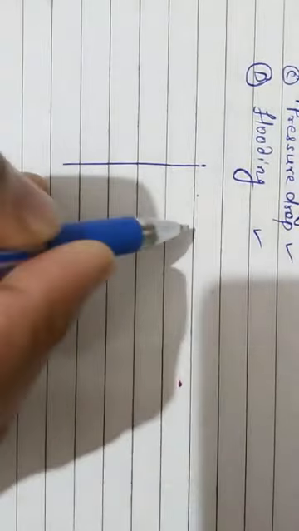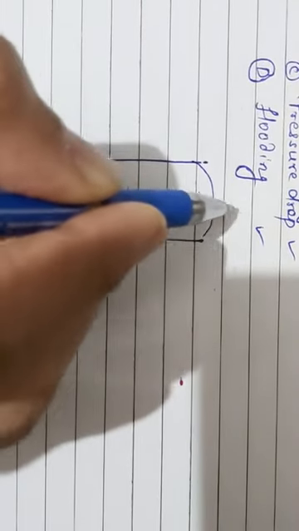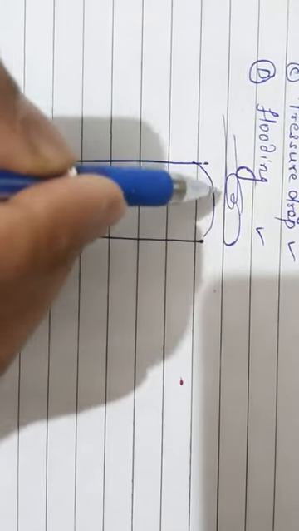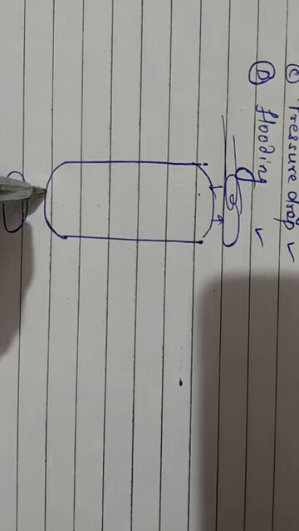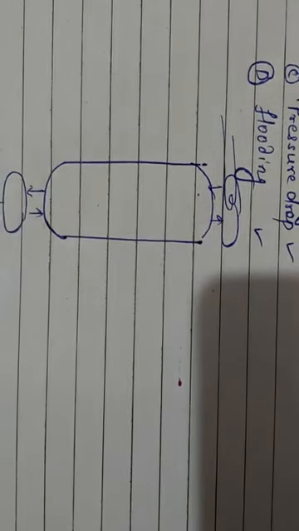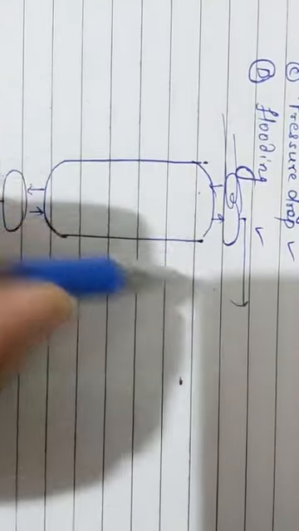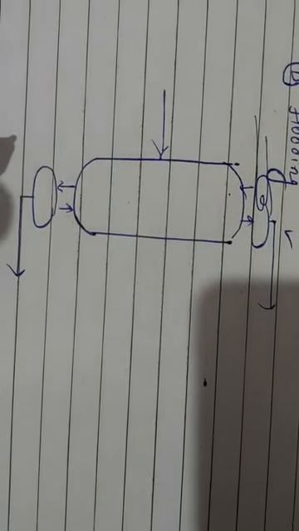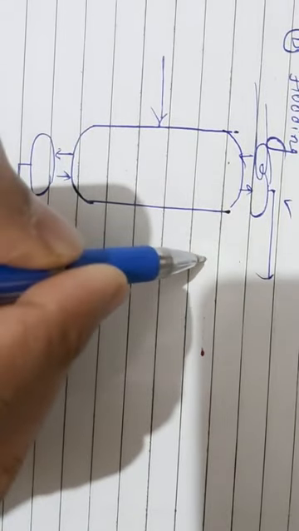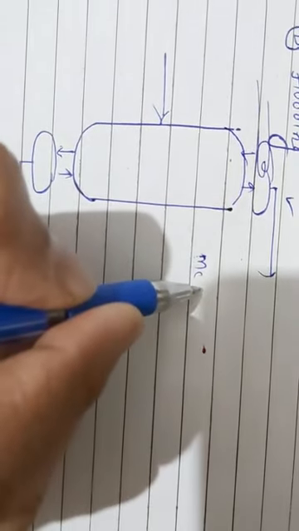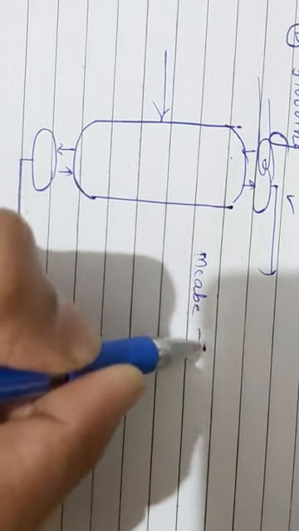Now to start with, we start with a distillation column. This is a typical distillation column. There is a condenser on top, a reboiler in the bottom. Now we design this first with the well-known McCabe-Thiele method.